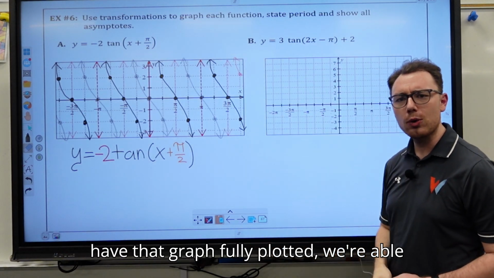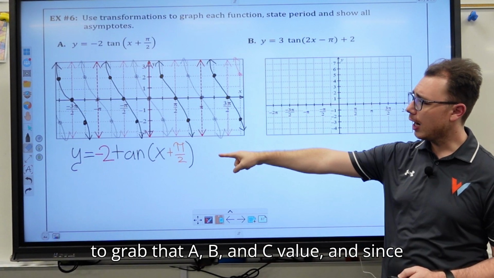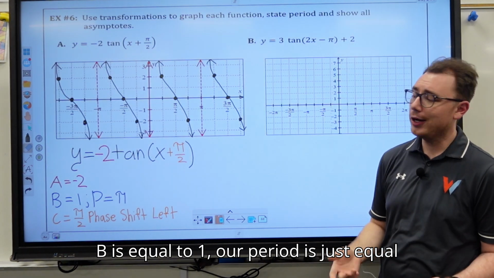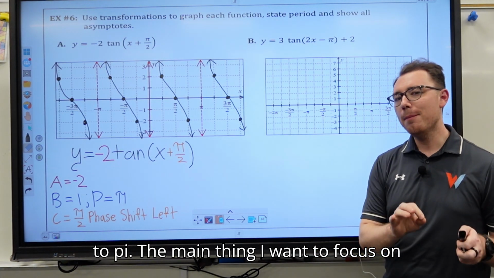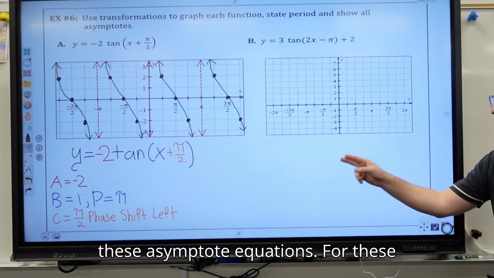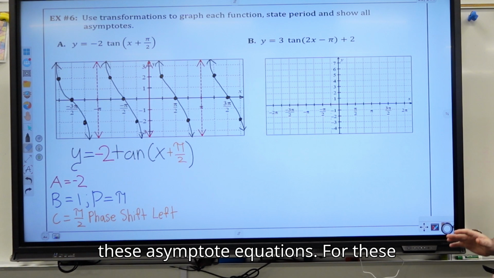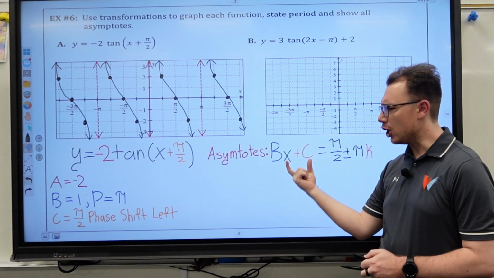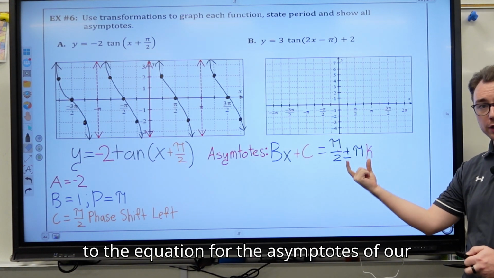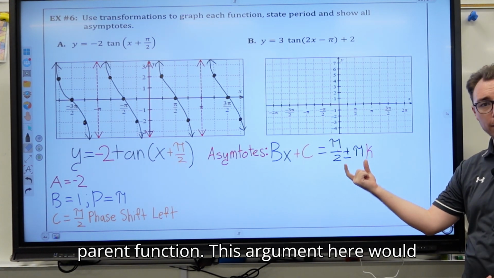Now that we have that graph fully plotted, we're able to grab that a, b, and c value, and since b is equal to 1, our period is just equal to pi. The main thing I want to focus on with these problems are these asymptote equations. For these asymptote equations, we want to take the argument of our tangent and set it equal to the equation for the asymptotes of our parent function.